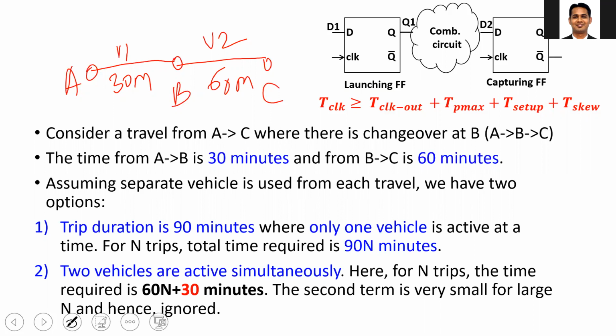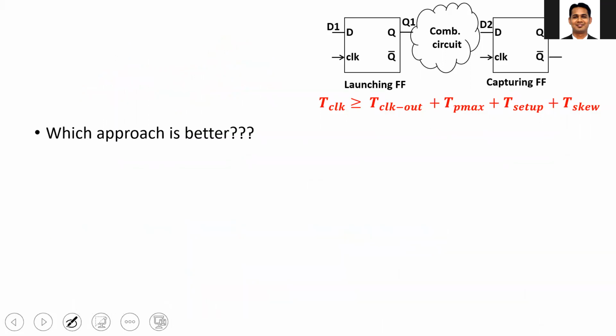How? Because initially you will go from A to B, you will take 30 minutes. Then another person will start from A, and at the same time another person will start from B. So the total duration will be 60 N plus 30 minutes. Since this 30 minutes is a one-time constant, we can ignore it as N becomes large. So which approach is better?